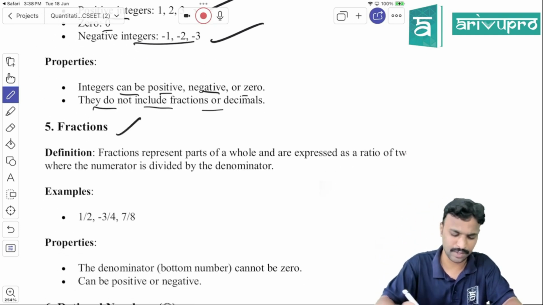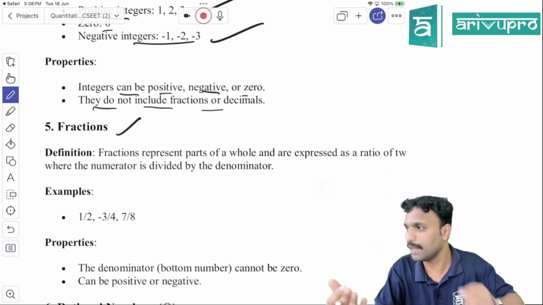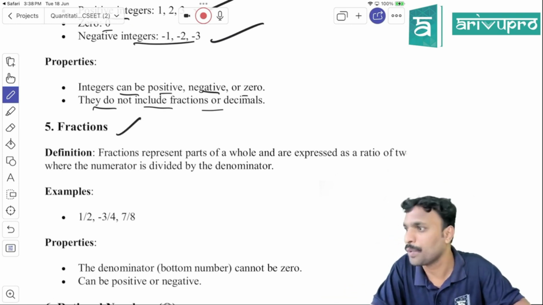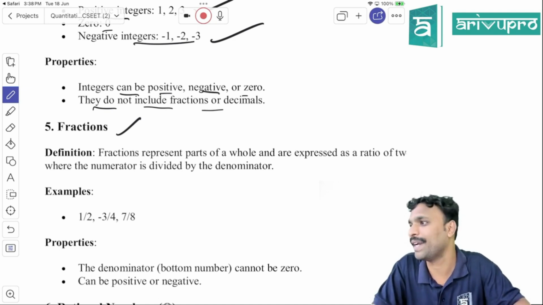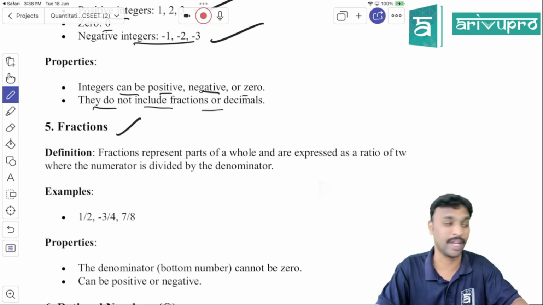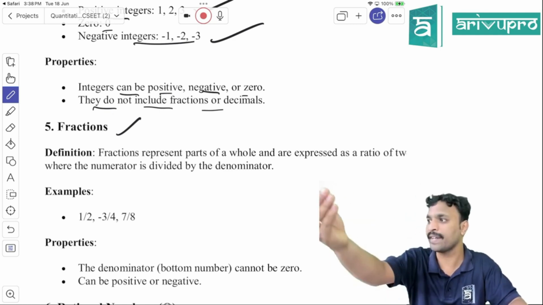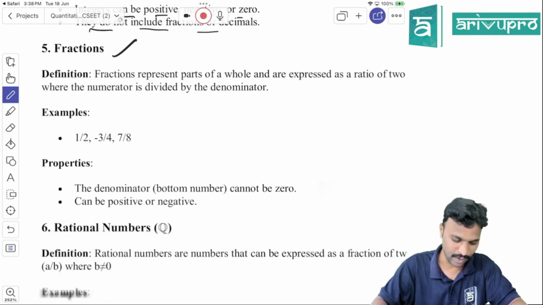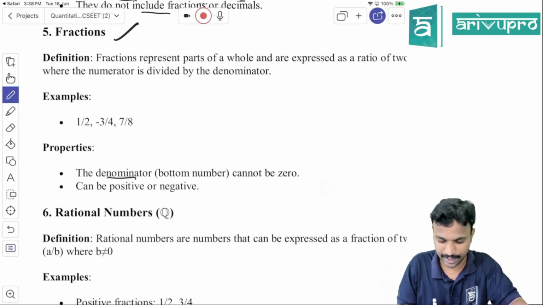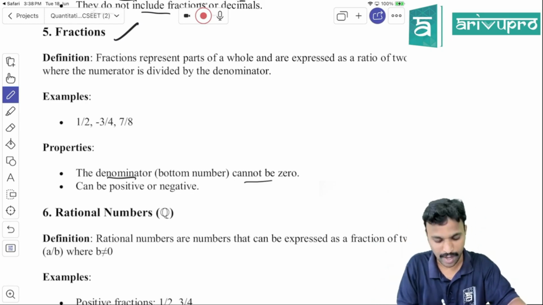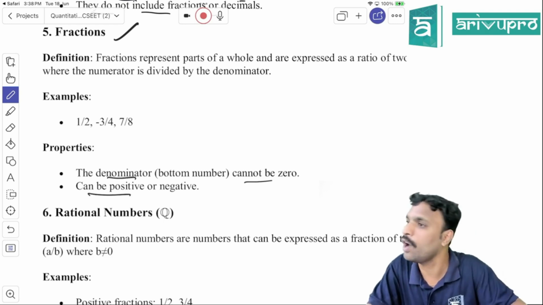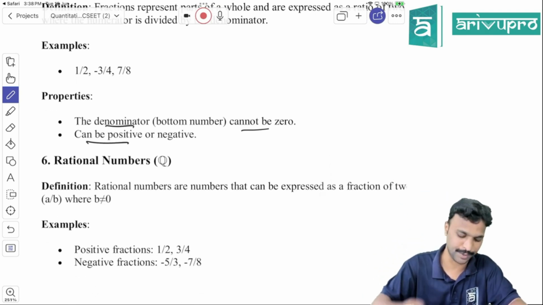Moving on to fractions. What are fractions? Numbers of the numerator by denominator form. So what cannot be 0? The denominator cannot be 0 for any fraction. If the denominator is 0, then it is not defined. Any finite value divided by 0 is not defined. Now for fractions, the denominator cannot be 0, as I told you. It can be a positive fraction or a negative fraction also.